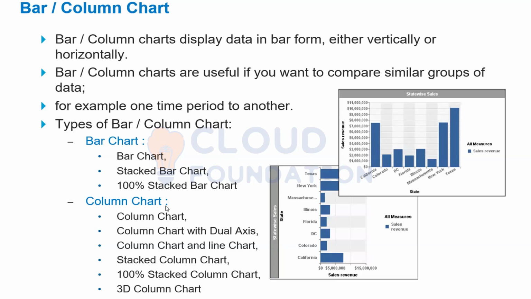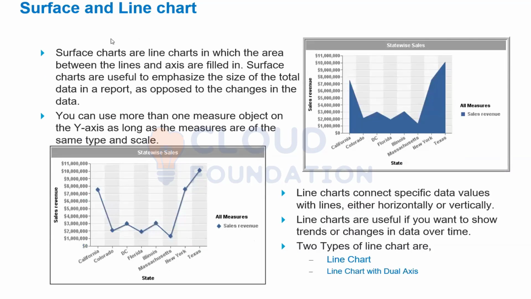In the bar charts, we have these types of chart: bar chart, stacked bar chart, or 100% stacked bar chart. In column charts, we have column chart with dual axis, column and line chart, stacked column chart, 100% stacked column chart, or 3D column chart.